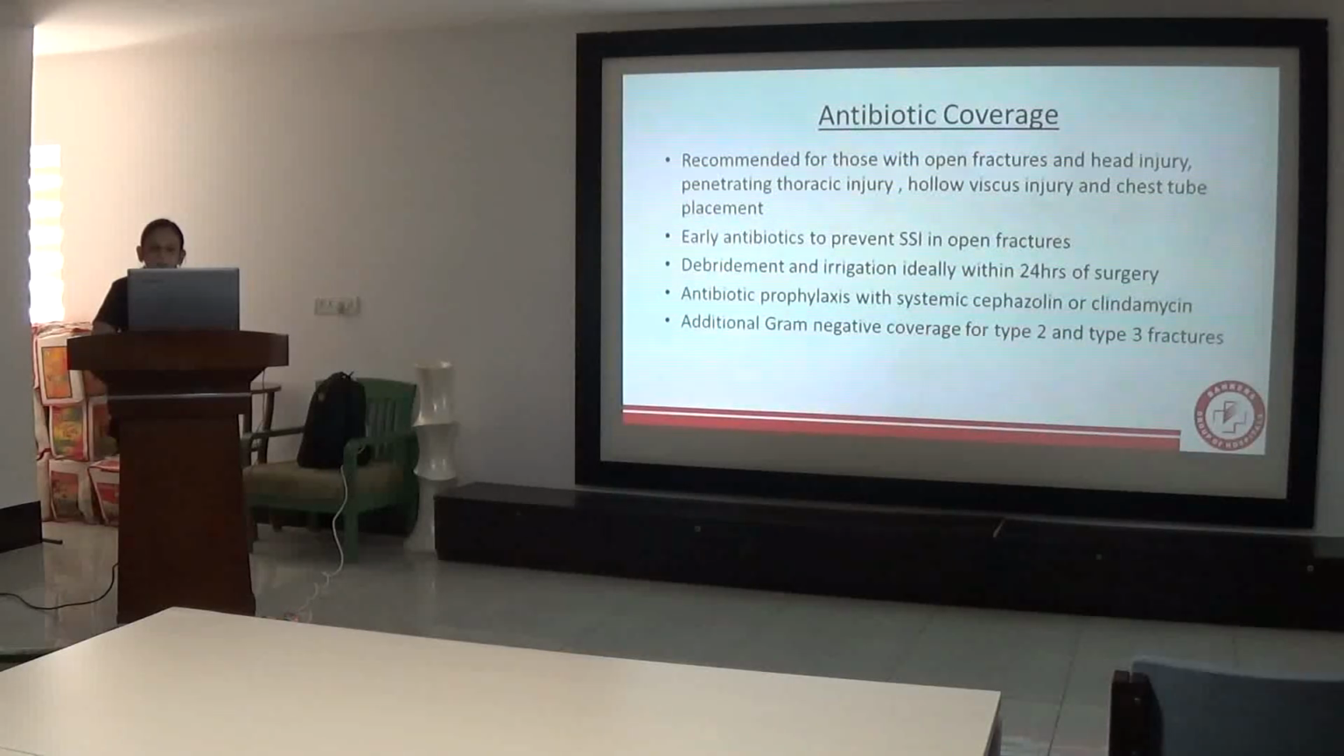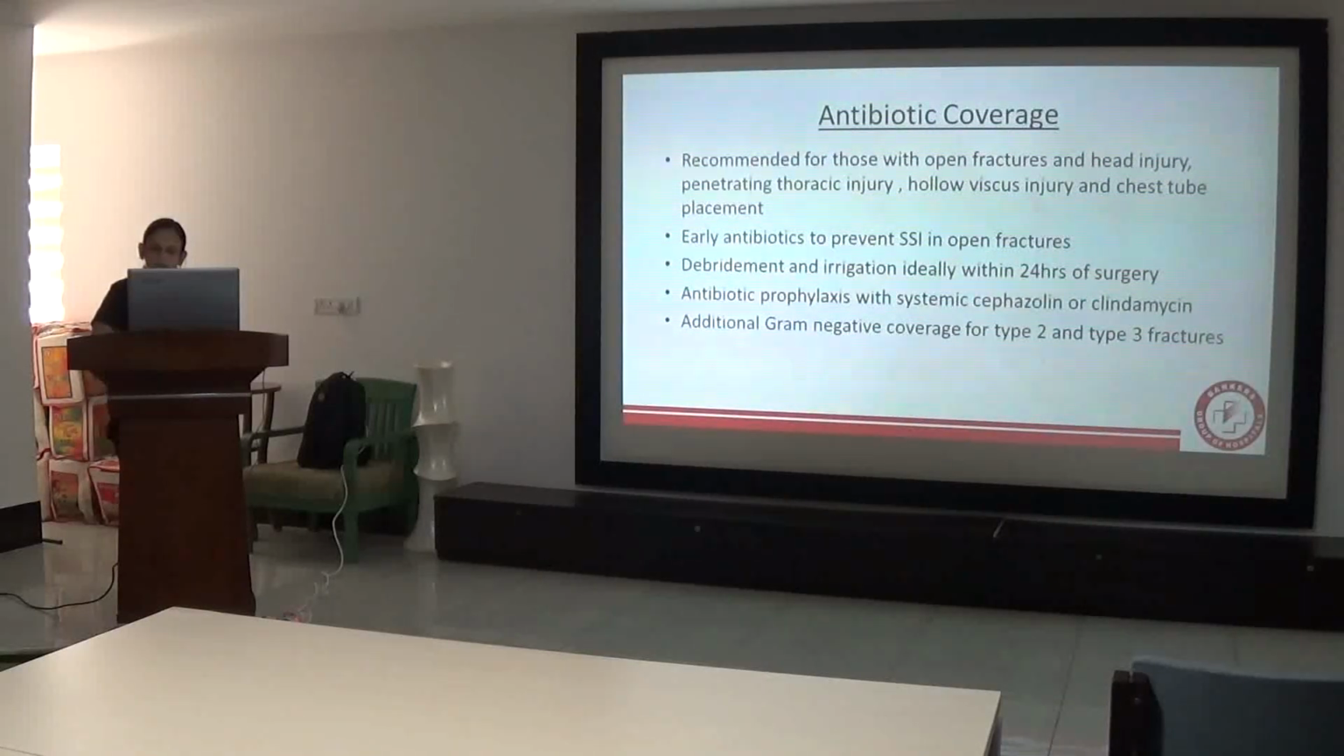So what antibiotic coverage would you prefer in a trauma patient? If there is a patient with a closed fracture and there are just a few abrasions on the skin, what antibiotic would you give, as compared to a patient that has got a full open fracture and that is contaminated?